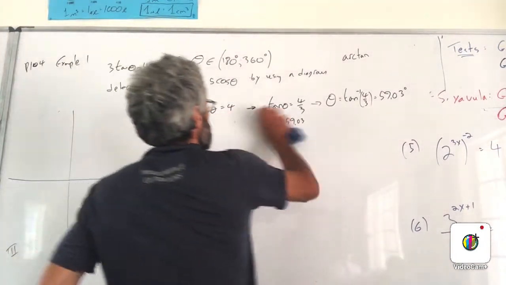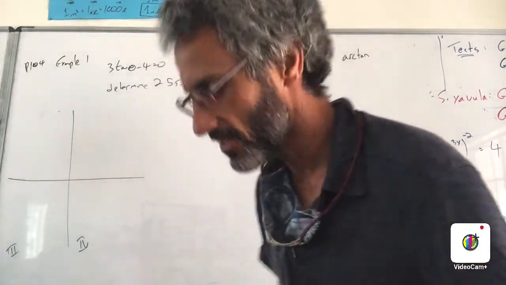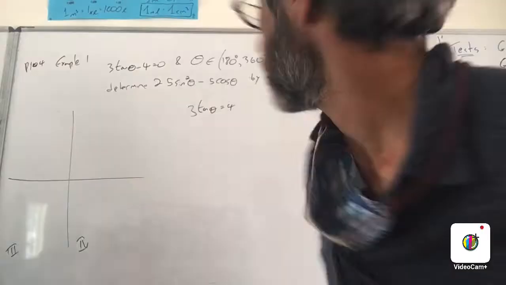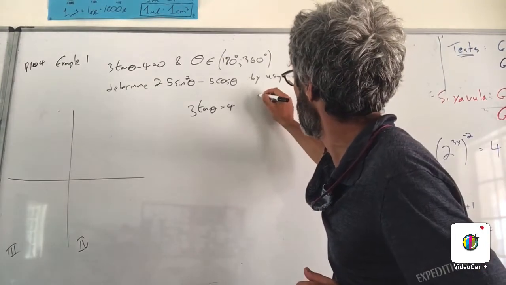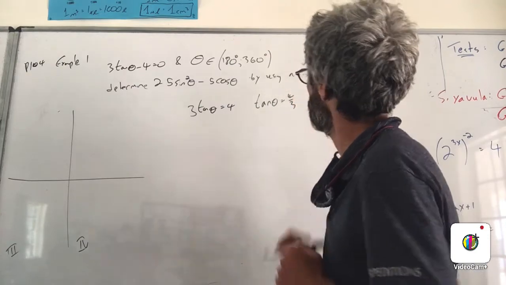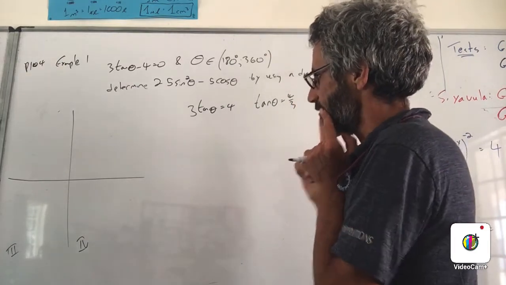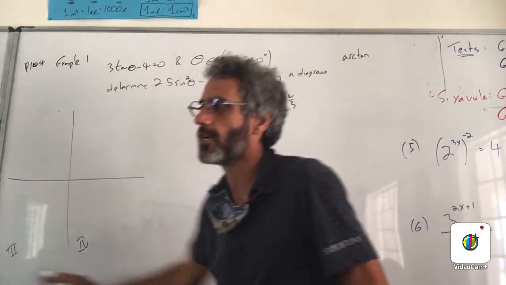Well, can't we establish that tan theta is equal to 4 over 3? Yes. So what we say is, tan theta is 4 over 3. Now what we've got to do is draw a triangle somewhere on this Cartesian plane.